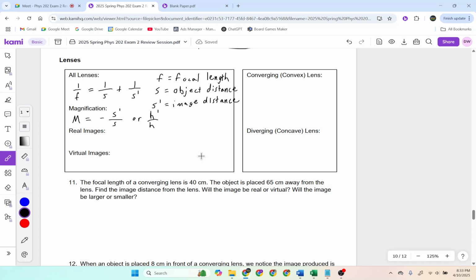Okay, now here's everything you need to know about real images. For real images, first of all, s prime is greater than 0. It's positive. Real images will always be inverted, unless you're talking about compound lenses, which is too confusing. And the image is always going to be on the opposite side of the lens. This is all true for real images. You may have heard real images can be projected onto a screen. That is true, but it doesn't help you on the test, so why write it down?